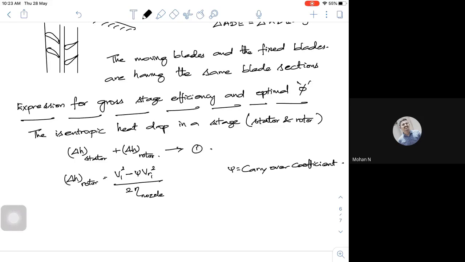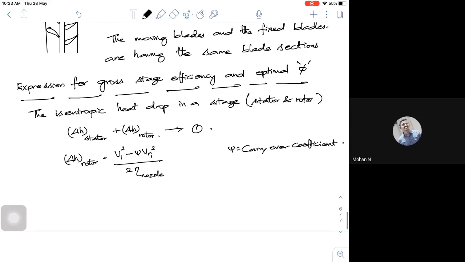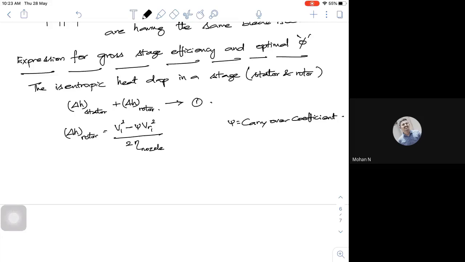Now if I take the inlet velocity triangle and use the cosine rule, applying the cosine rule, so what is my VR1 square?